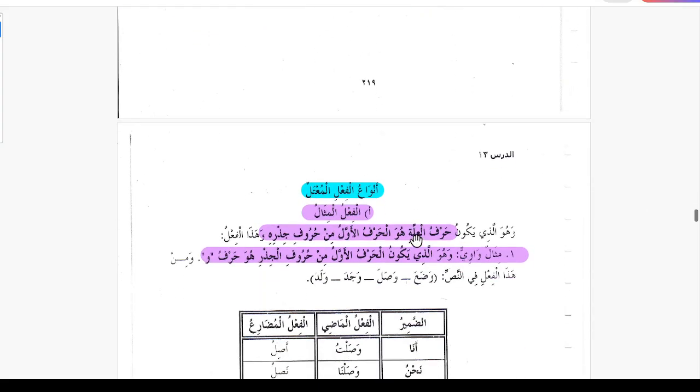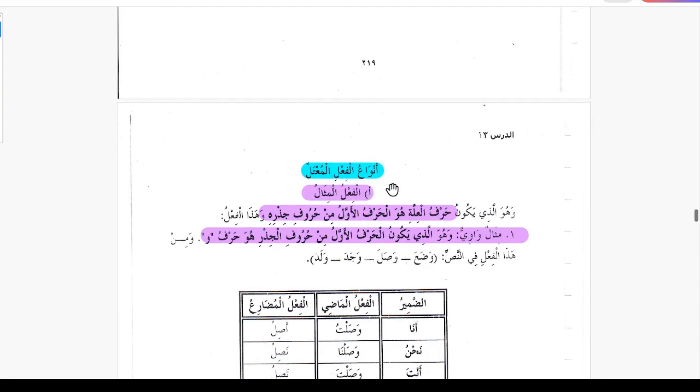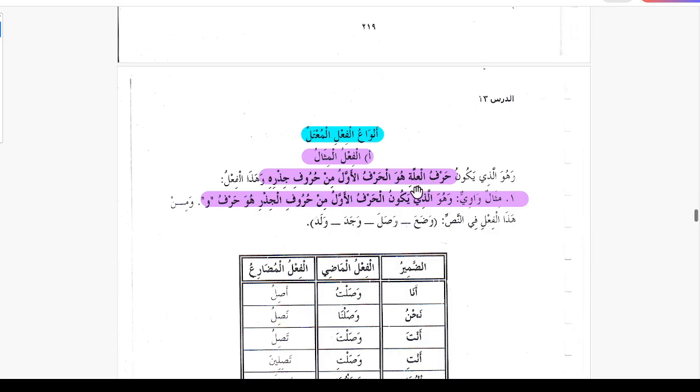Now we study Anwaul Fe'lil Mutalli, the kinds of the defective verbs. So we studied the verbs that do not have any defective root letter, like waw, ya or alif, but Fe'lul Mutalli is the one that has those defective or problematic letters, which is called harful illa.